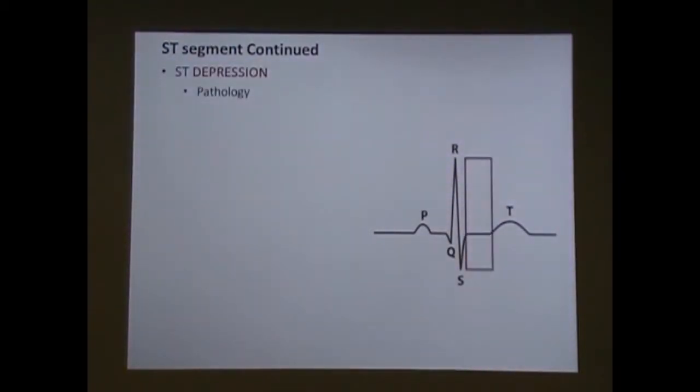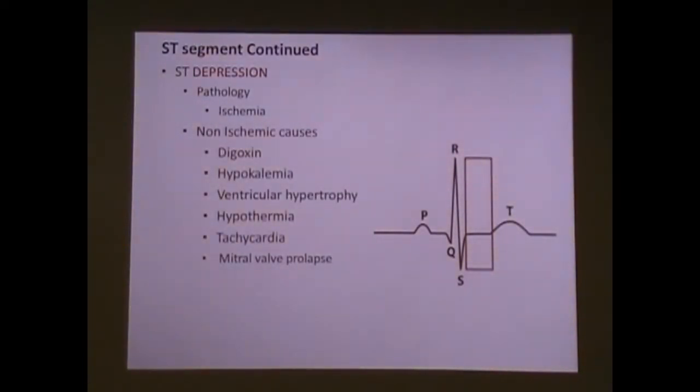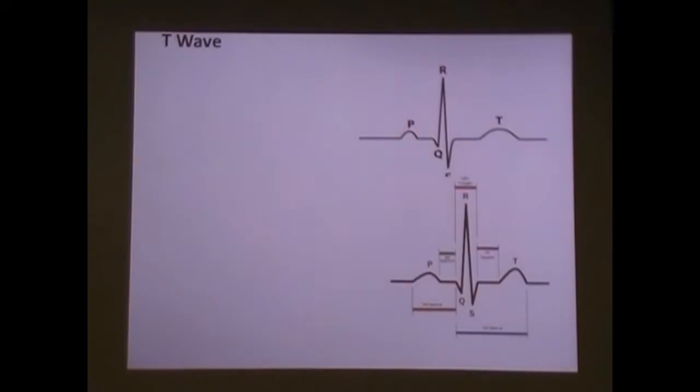ST depression, the pathology is ischemia typically. Non-ischemic issues are a lot of things, okay? We have digoxin, hypokalemia, ventricular hypertrophy, which we're going to talk more about later, hypothermia, tachycardia, mitral valve prolapse.